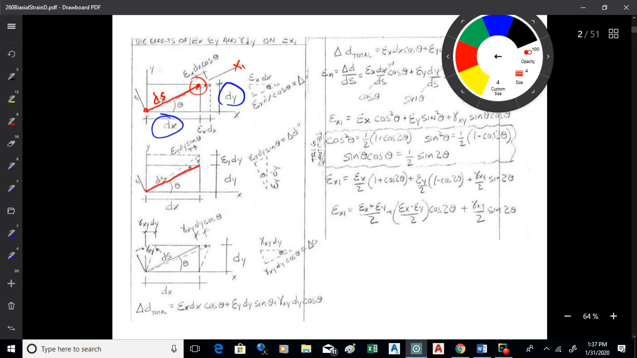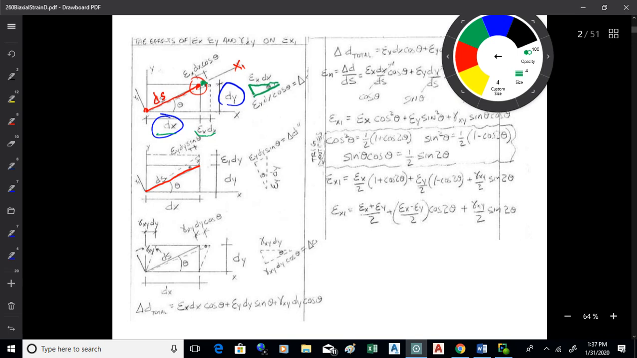Okay? So the first thing we're going to do is stretch this thing out in the x direction. So we're going to give it an epsilon x strain. The deformation will be epsilon x times whatever the original length was in the x direction, and that's dx. So that deformation there is epsilon x dx. So what we got then is a right triangle right there, or pretty close, and that thing's going to stretch out like I'm showing there.